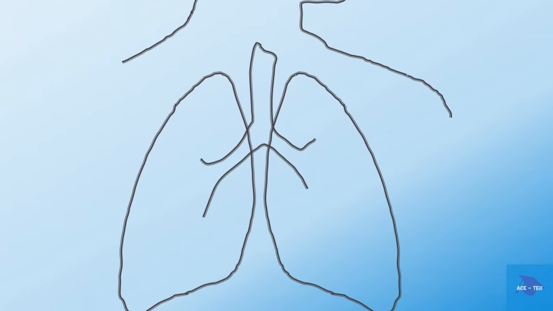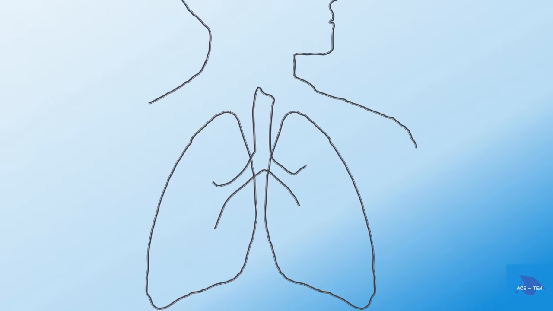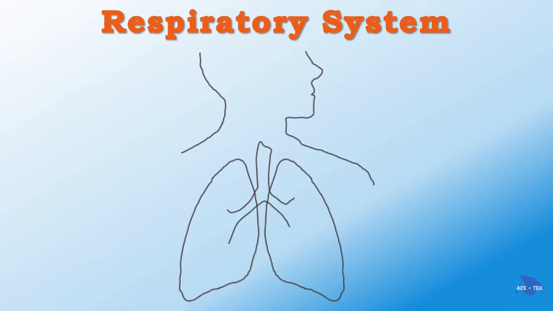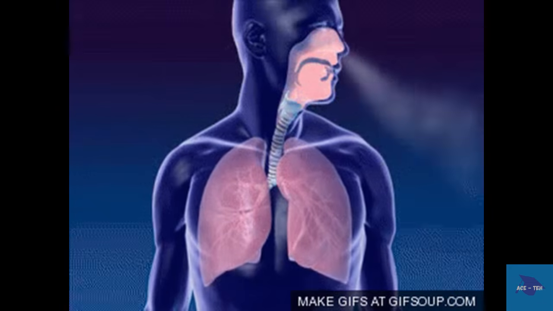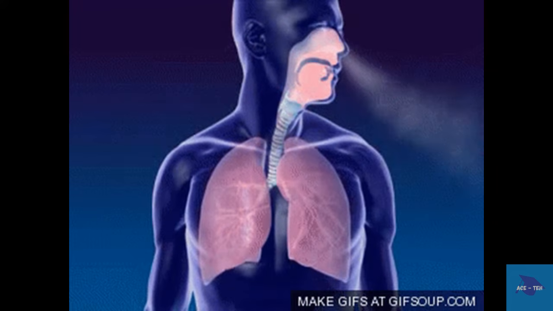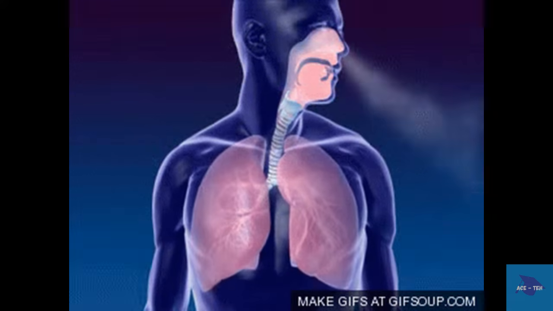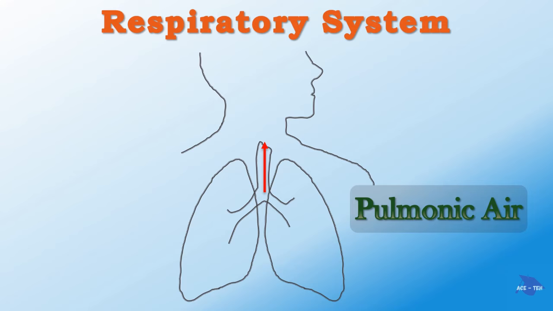First is respiration. This respiratory system is used in normal breathing as well as in producing sound. The organs associated with this system are the lungs, the muscles of the chest, and the windpipe or the trachea. At the foremost, for producing sounds, there has to be some form of energy. In speech, the energy takes the form of air coming from the lungs. Lung air is referred to as pulmonic air.